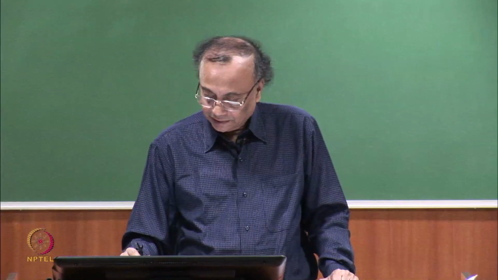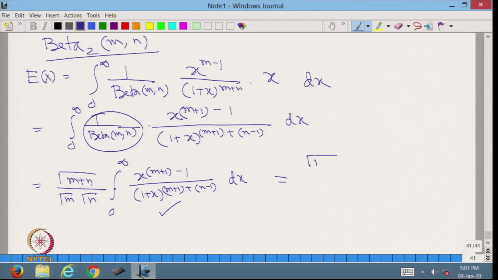Therefore, we can write it as gamma m plus n upon gamma m gamma n multiplied by gamma m plus 1 gamma n minus 1 upon gamma m plus n. In a similar way, if we cancel, we get m upon n minus 1.